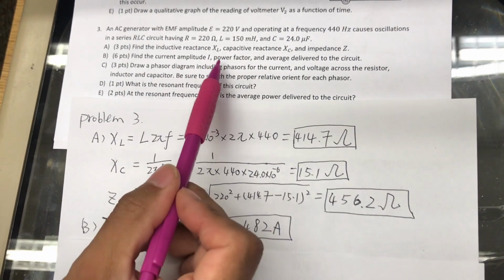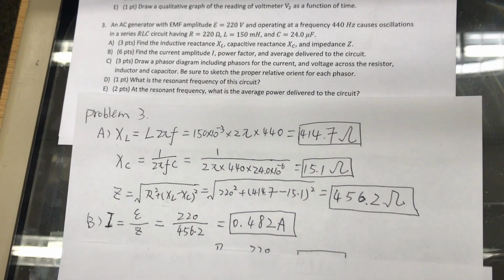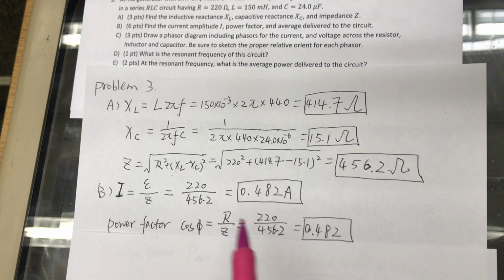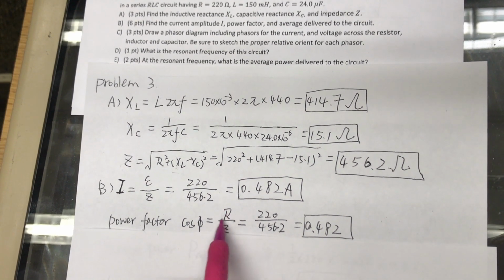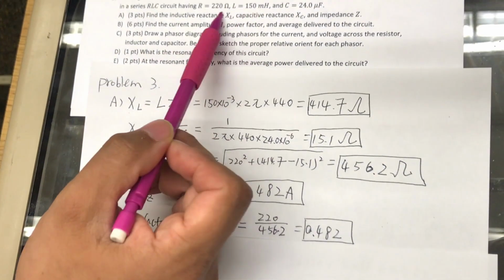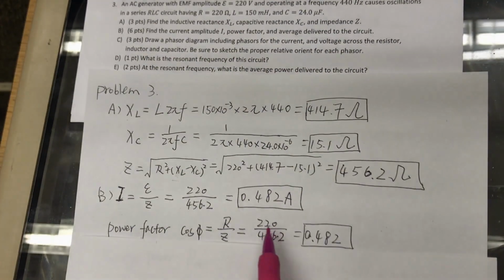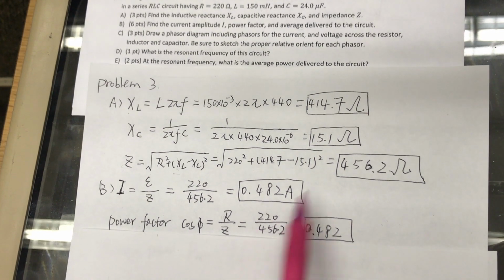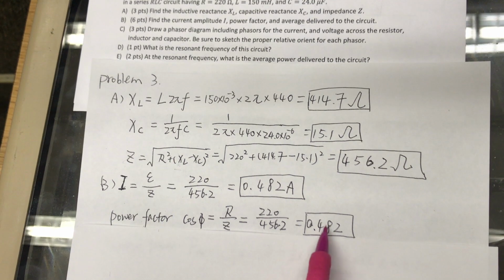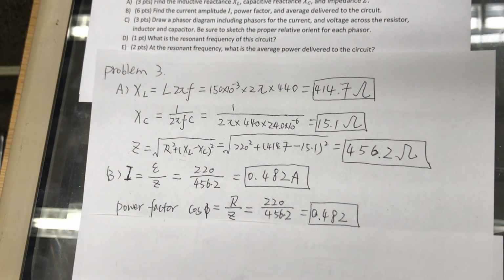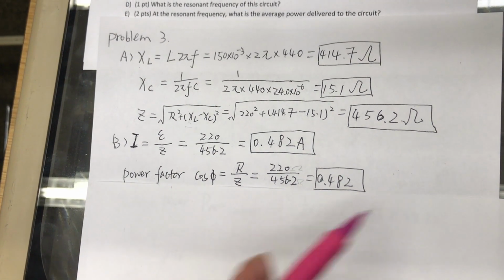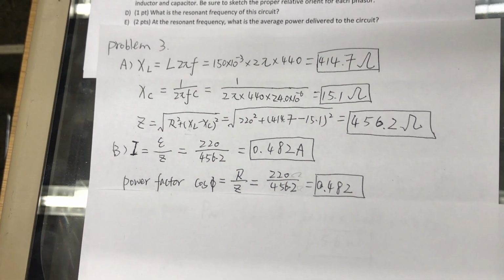Second, we're asked the power factor. Now the power factor is simply cosine of phi, which equals resistance over impedance. Resistance again is given, 220 ohms, divided by the impedance, 456.2 ohms. We'll get 0.482 with no units. Again, this is ohms divided by ohms, so we will have a unitless answer.